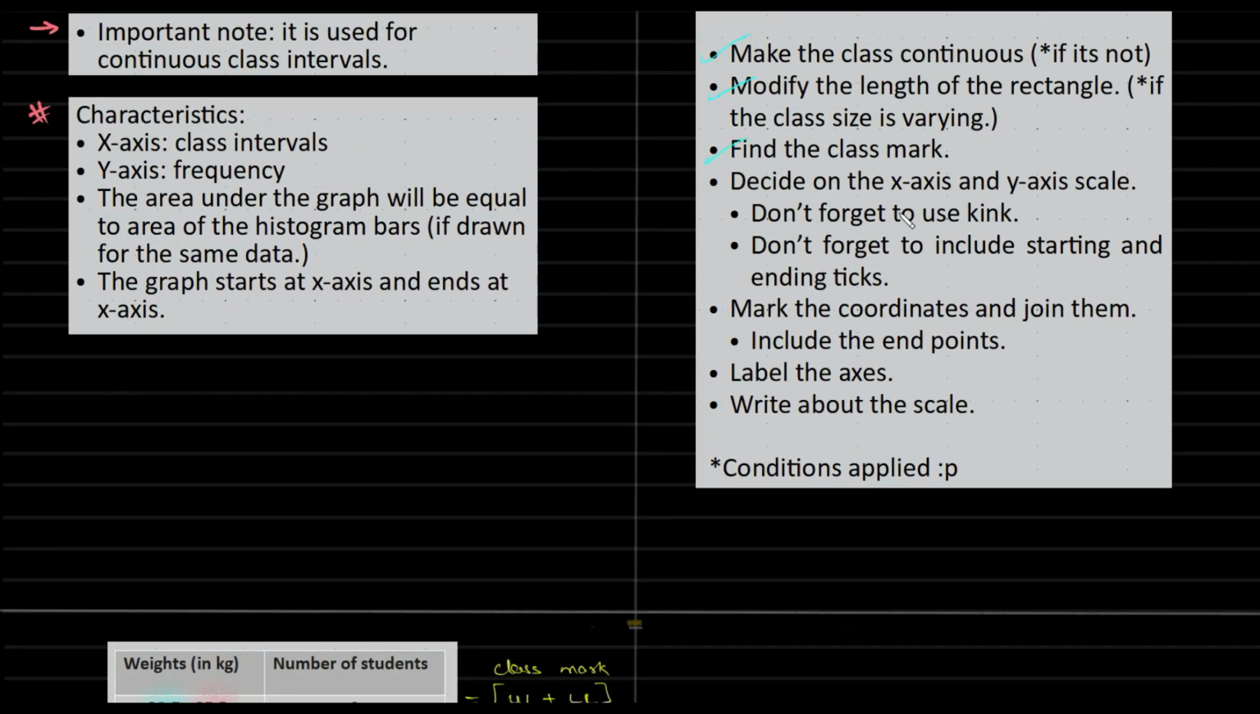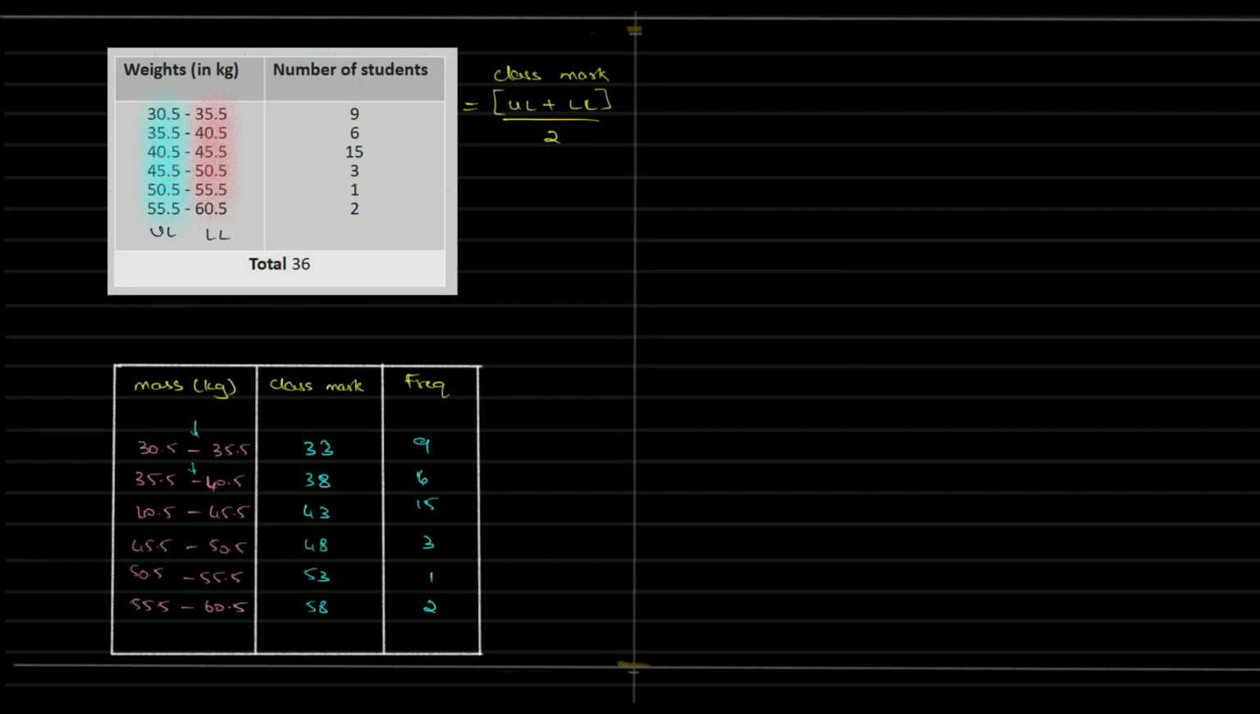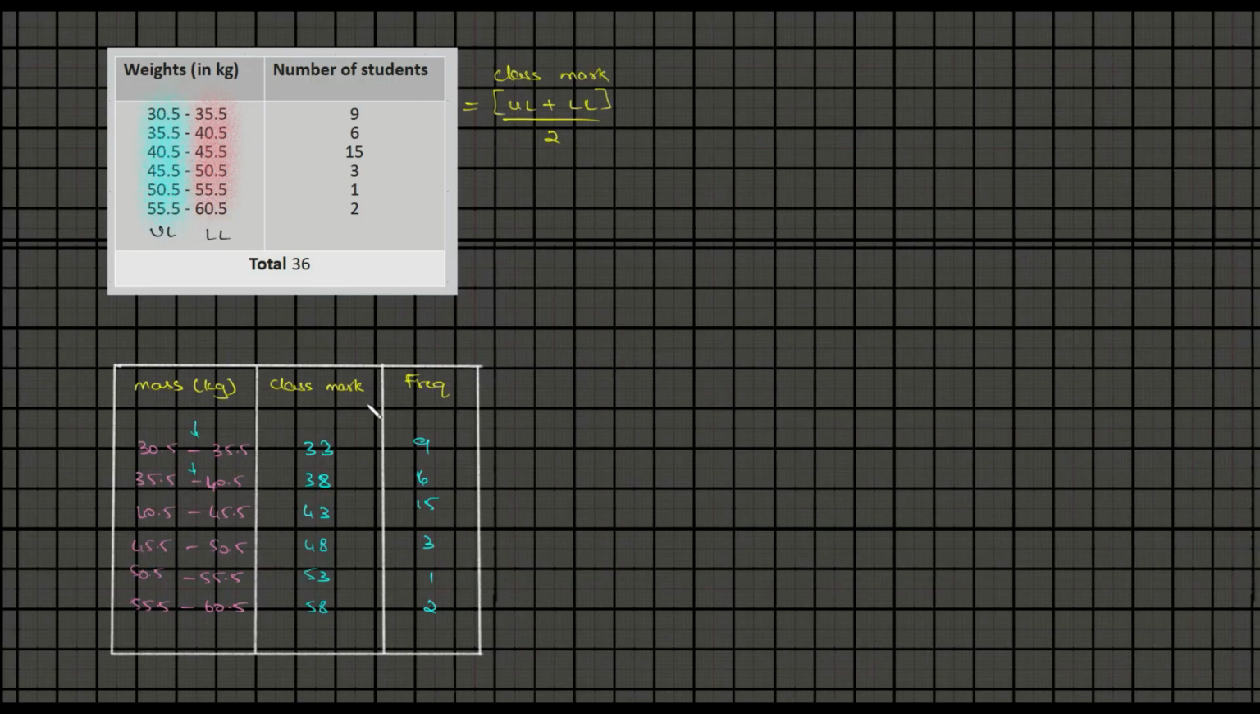Decide on the x and y axis scale. Don't forget to use a kink. Don't forget to include the start and the end ticks. Okay, so let's now look into the axis. Again, talking about the axis is not the same as before, wherein you just draw x and y axis and you're done. No, here it needs a bit of attention.